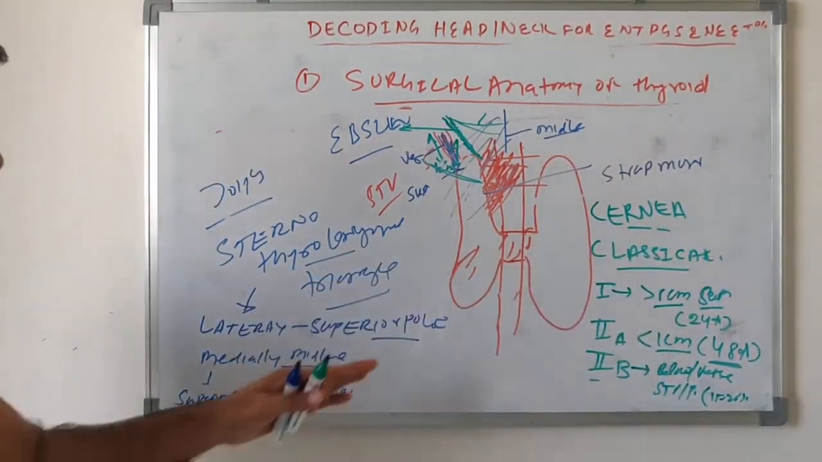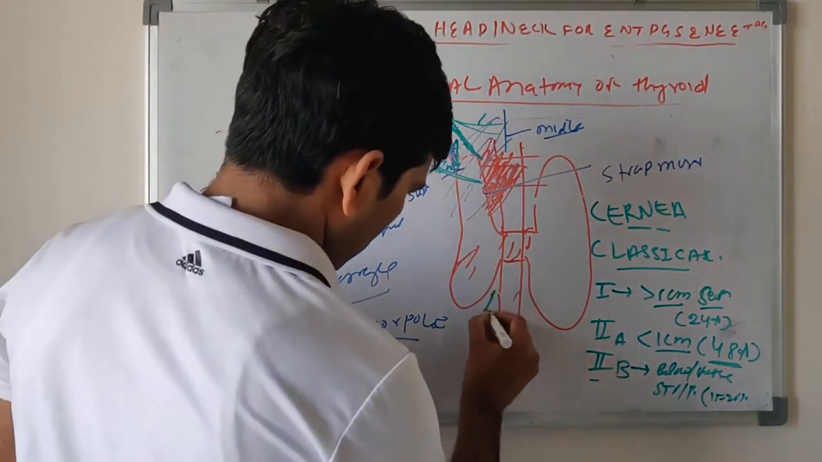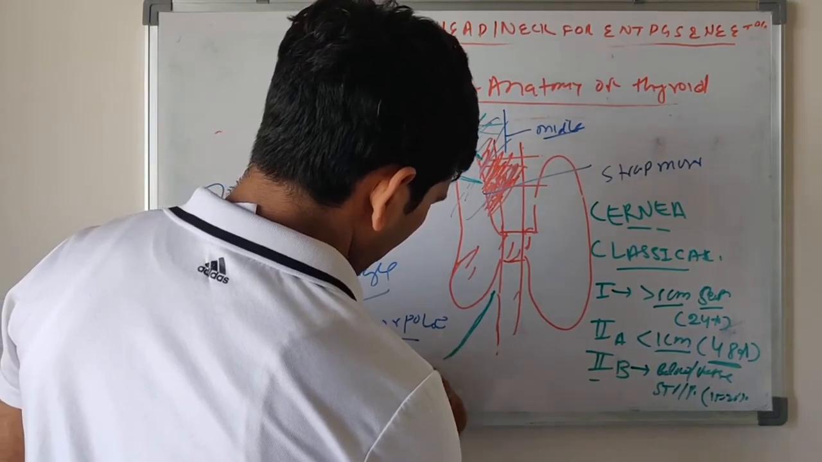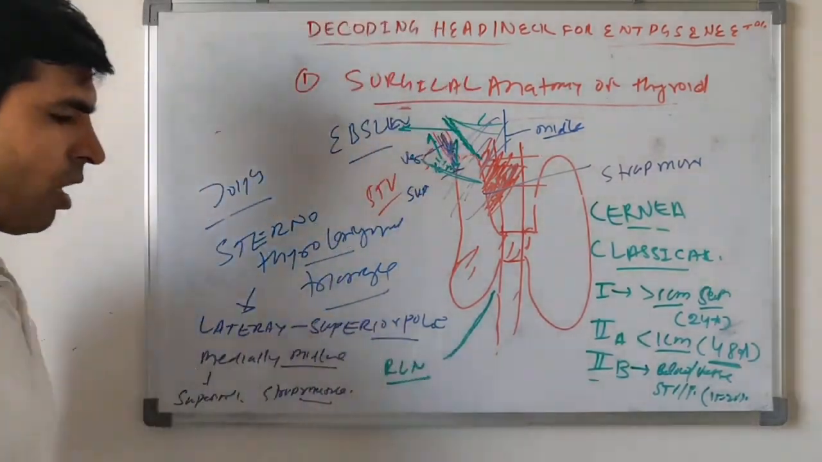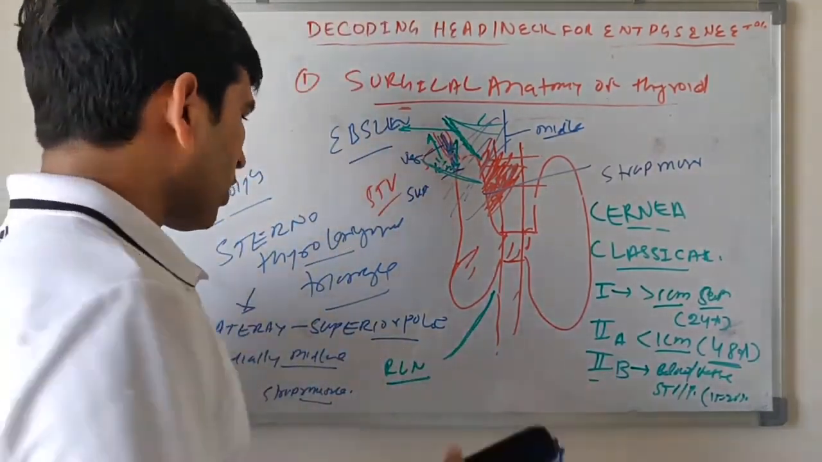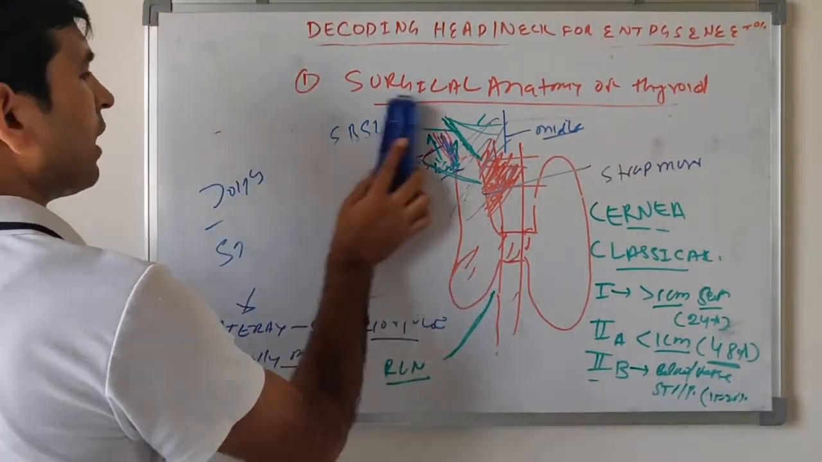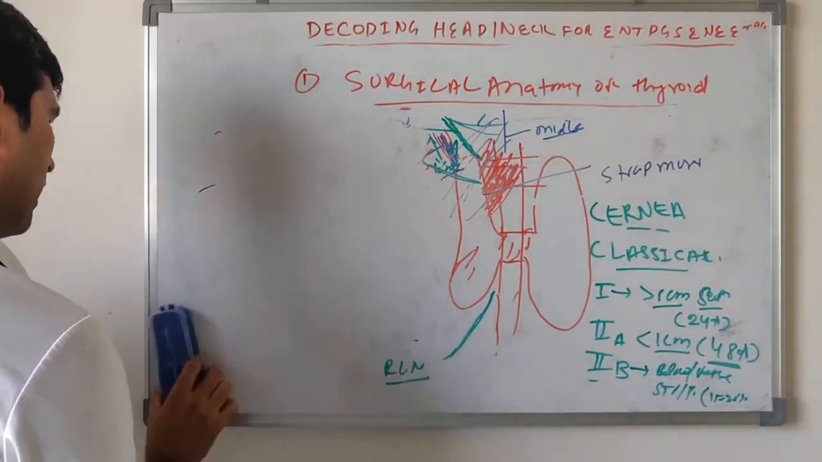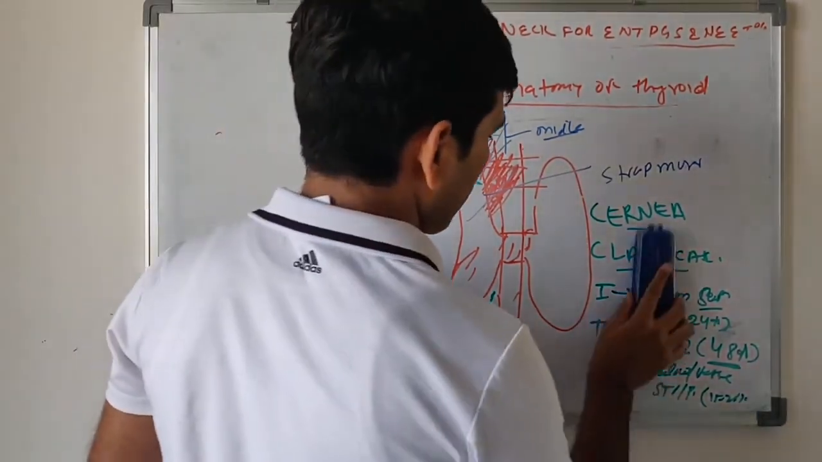This is related to the recurrent laryngeal nerve. I will also recommend two triangles so you can find it. If you know the triangle, you will get it in any thyroid surgery.